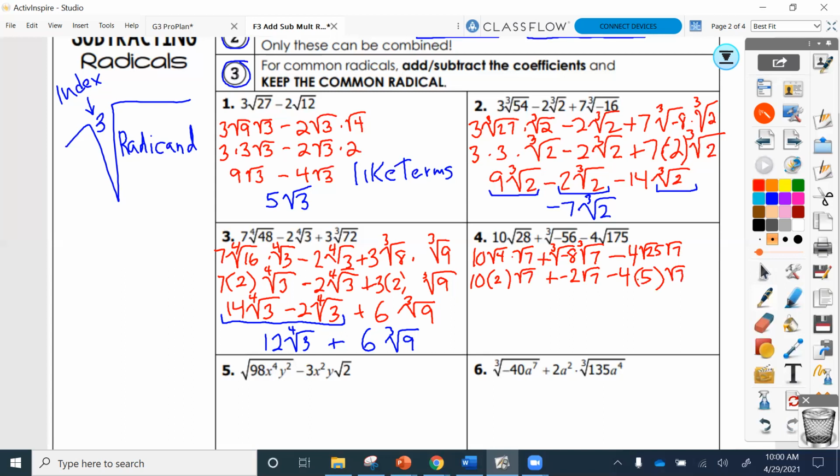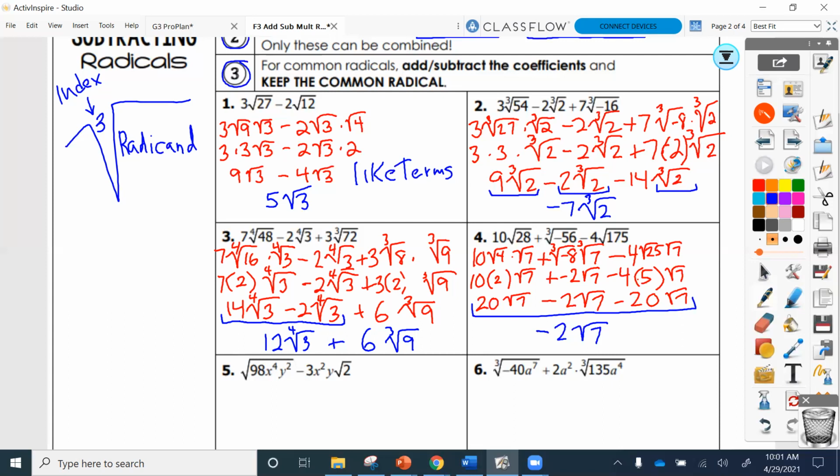Now let's just simplify by multiplying the numbers on the outside. So 10 times 2 is 20 root 7. This would be plus a negative, same thing as minus 2 root 7. 4 times 5 is 20, so it's negative 20 root 7. Now, what are the like terms? All three of them are like terms. So 20 minus 2 is 18, and 18 minus 20 is negative 2. So your final answer is negative 2.